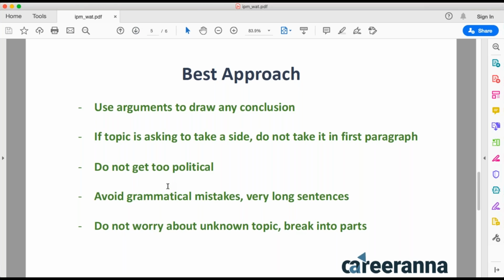Shrishti, they may ask you this topic. They may ask you this topic.